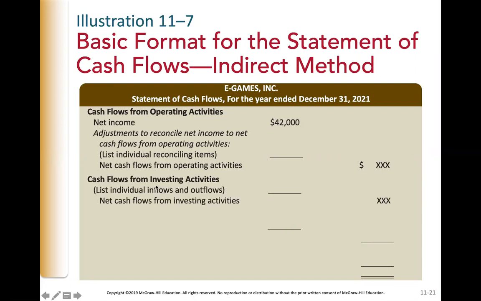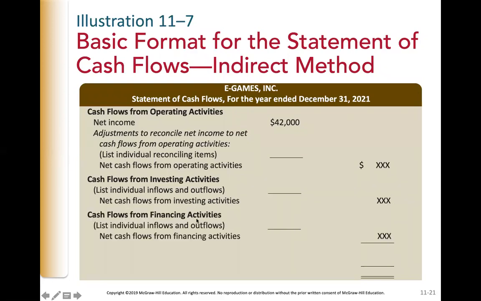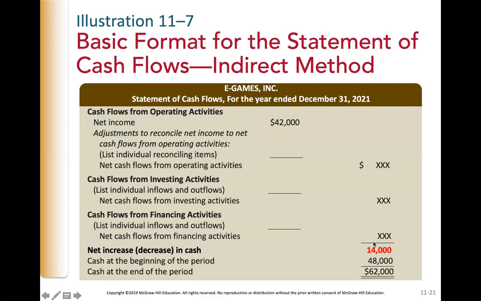Secondly, we'll prepare the investing activities section, list out the individual inflows and outflows to get a net cash flow from investing. Lastly, we'll list out the financing activities with the individual inflows and outflows to arrive at net cash flows from financing. The sum of these three numbers has to equal $14,000.